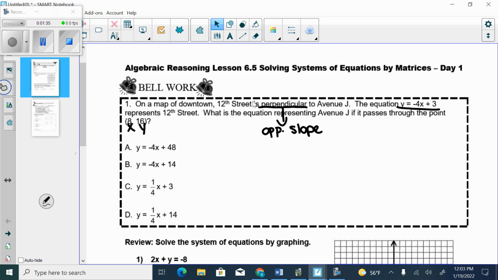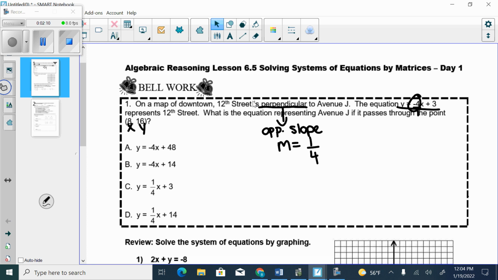There we go. All right, so if my slope is currently negative 4, what would be the opposite of that? We want a positive, yes, but we also flip it over. So it's negative 4 over 1. I'm going to make it positive and flip it over. So the opposite slope, or m, would be positive 1 over 4. Flip it over.